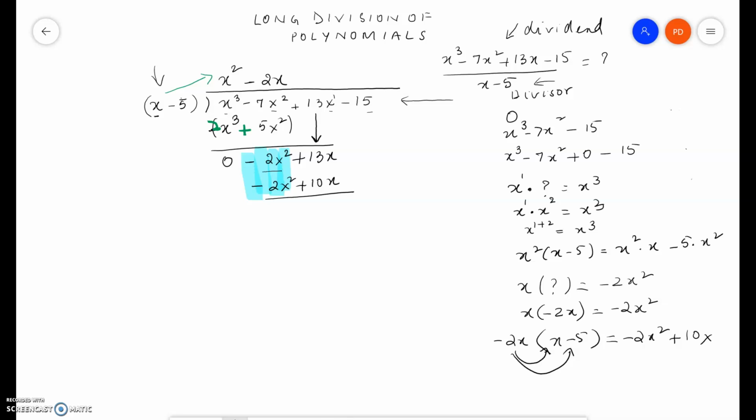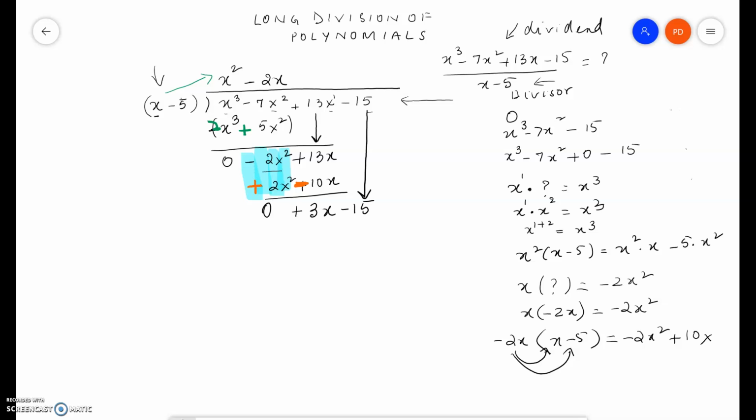So when we subtract the second expression from the first expression, we are multiplying the entire expression with negative, right? So change the sign, that becomes a positive and that becomes a negative. And now we just add the two. Once we change the signs, we just add the two expressions. So when we add the two expressions, we get a 0 plus 13x minus 10x is plus 3x. Next we bring the negative 15 down and then repeat the process.